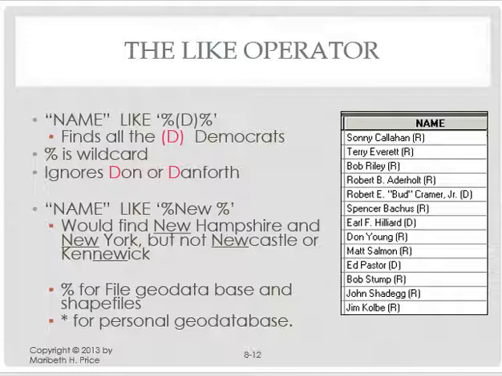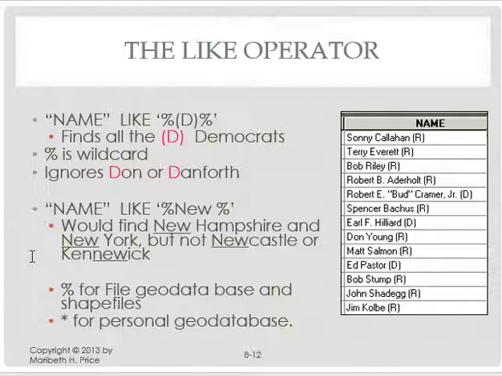So if I want to find all the Democrats in a list, here I've got this attribute table, and it's showing me the letter for what party they're affiliated with. If I just say name like %, and that means anything that comes before, ignore it, and look for this paren, D, paren, and anything that comes after it, ignore it. And so it's going to find all of the D's because it's in that parentheses using that wildcard.